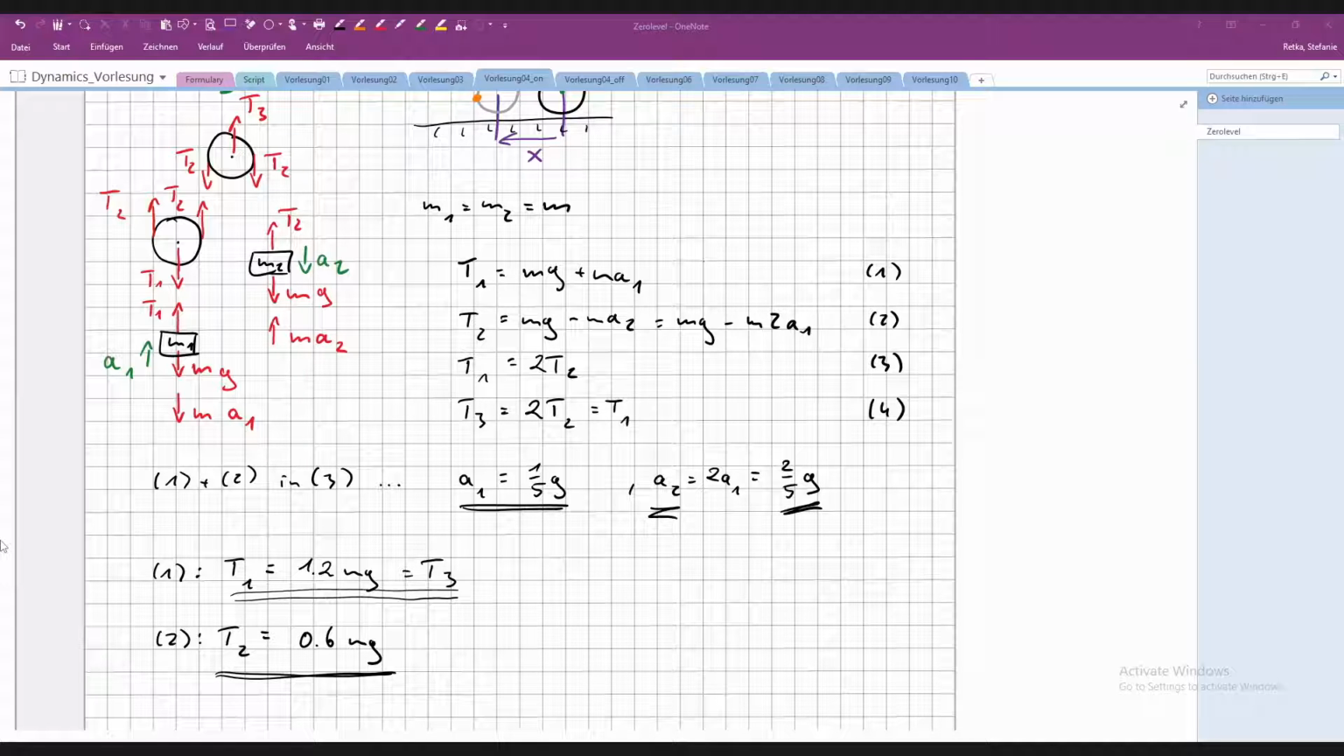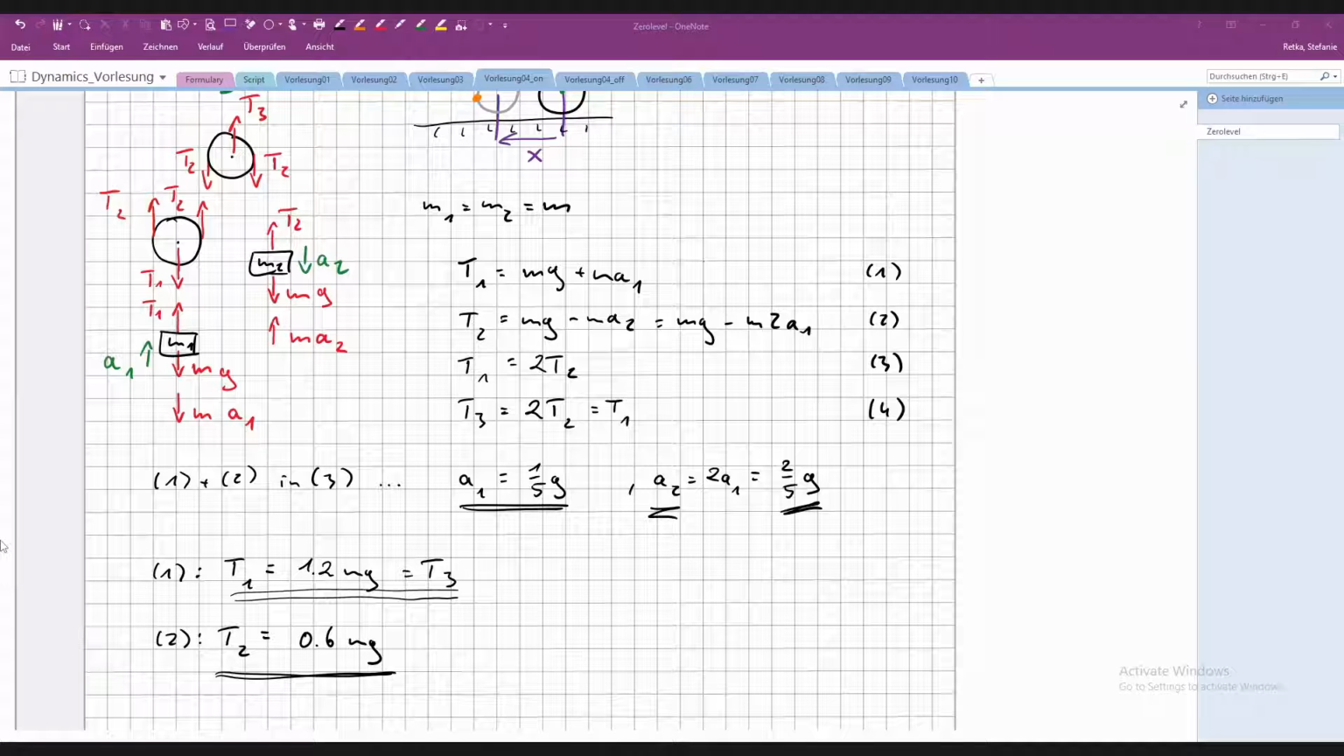Okay, any questions? Okay, if not, then I hope you are able to derive this problem, to derive the solution. And then we still have a few minutes left. So if you do not have any questions, I would like to start with the next exercise.